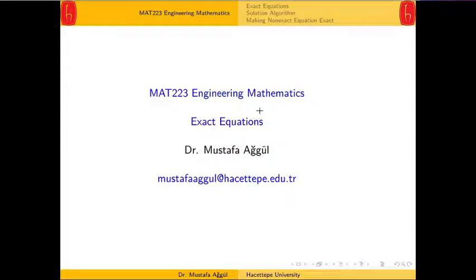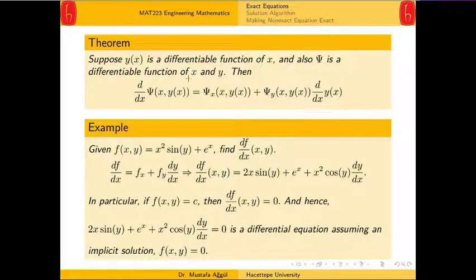Hello, welcome to MAT 223 Engineering Mathematics class. In this lecture, we will cover exact equations. First, let's start with a theorem.